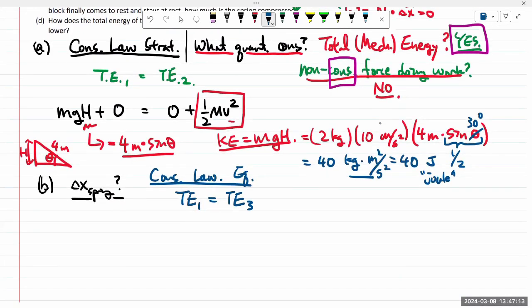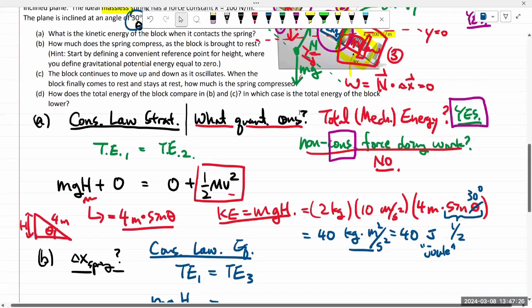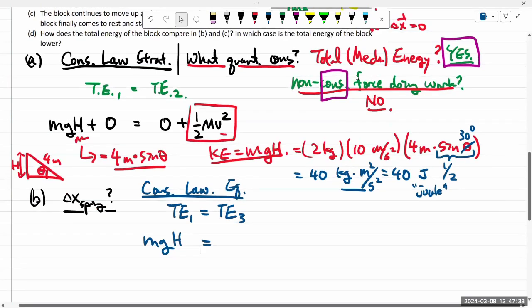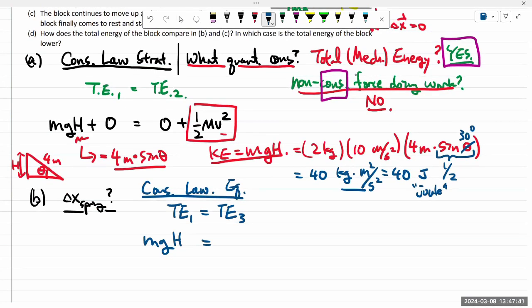Okay, we break down these expressions as before. The total energy in snapshot 1 will be the same as before, mgh, and no kinetic energy. And total energy in snapshot 3, you still have no kinetic energy, because we're talking about how much the spring compresses as the block is brought to rest. So at the maximum position, the block will be briefly at rest. So snapshot 3 also doesn't have any kinetic energy, but it'll have spring potential energy in the form of 1/2 k times delta x squared.